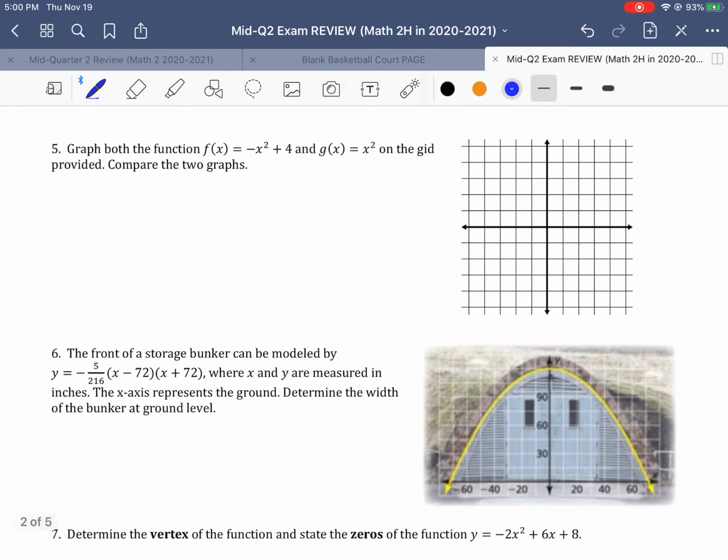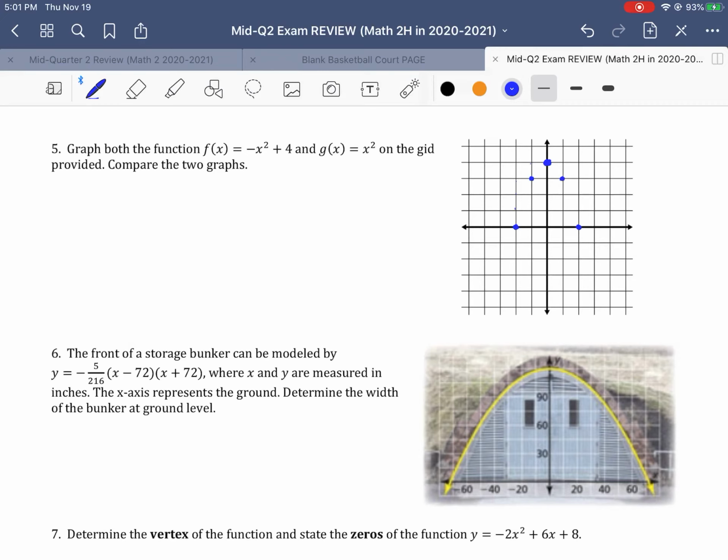Number 5, graph both the function f of x is negative x squared plus 4 and g of x on the grid. Compare the two graphs. So again, remember that the 4 right here would mean that it moved up 4. The negative would mean that it reflected over. It hasn't been stretched or shrunk at all, so I can graph this one pretty simply. I'm just going to go up 1, 2, 3, 4, and I'm going to go down by perfect squares. So if I'm 1 unit away from the vertex in either direction, 1 squared is 1. If I'm 2 units away, 2 squared is 4, so I'm 4 units down from the vertex.